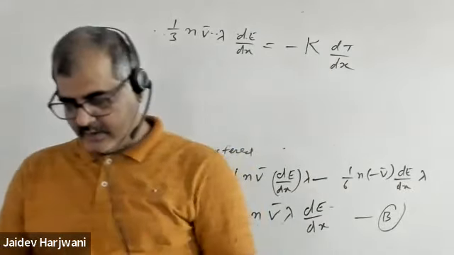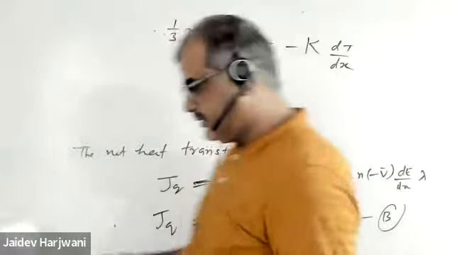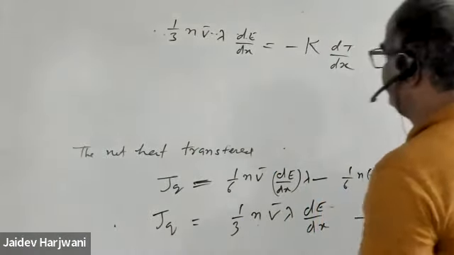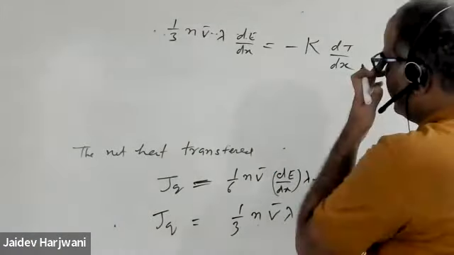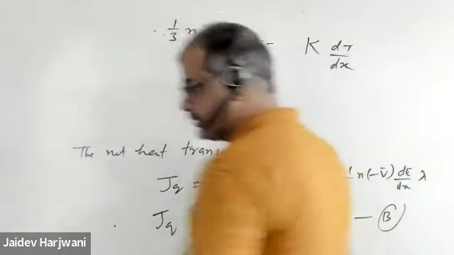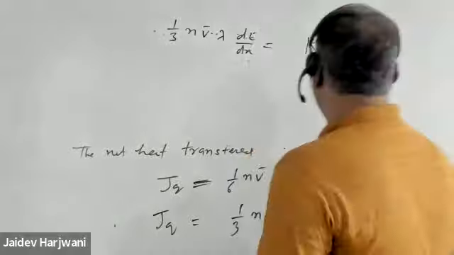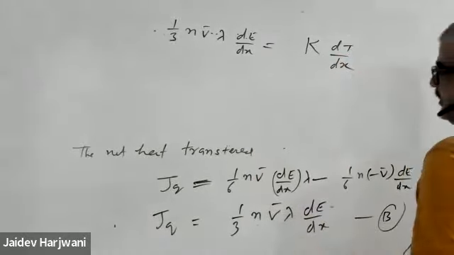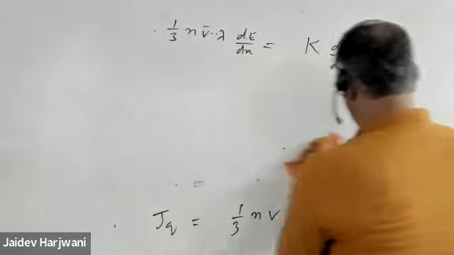Yes, sir. If you are comparing only magnitude, you can remove this minus sign, because that is only sign convention. So now we have the expression, and you can calculate the K value from this equation.